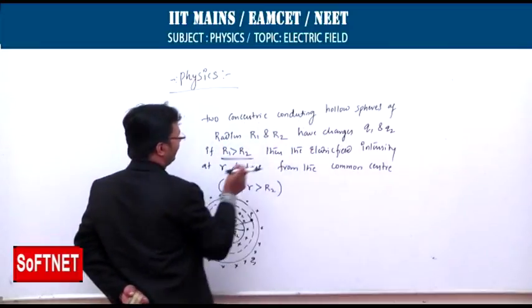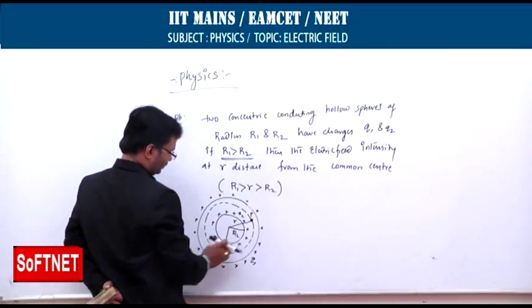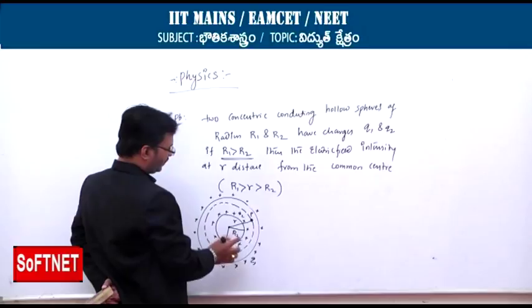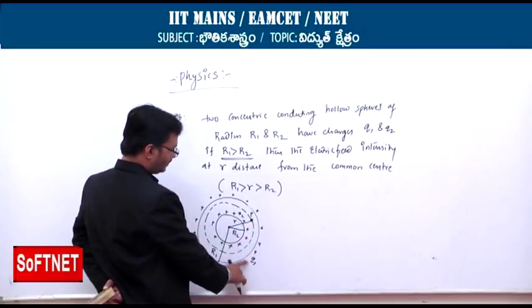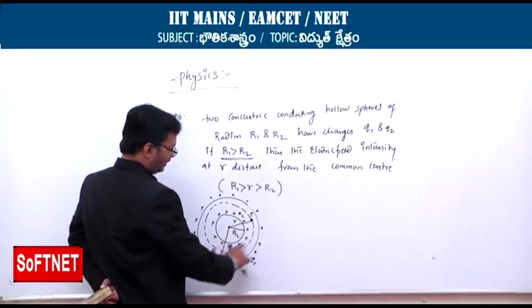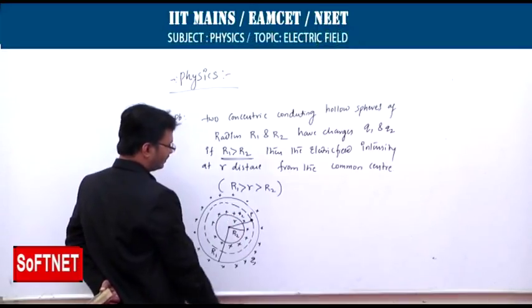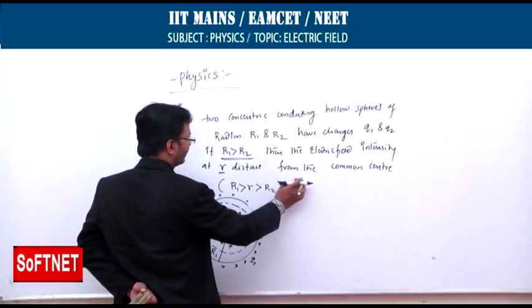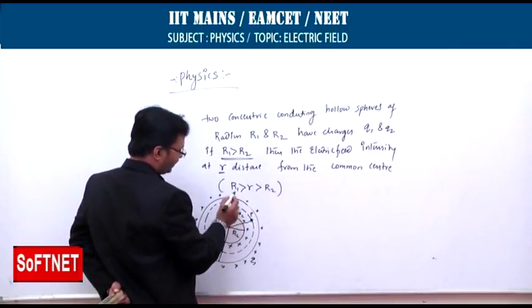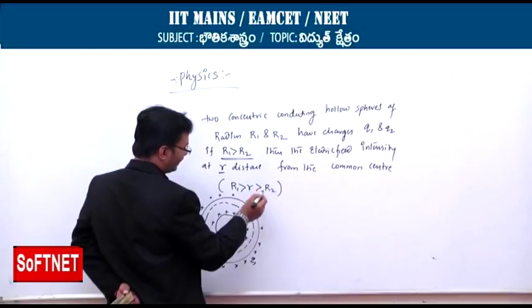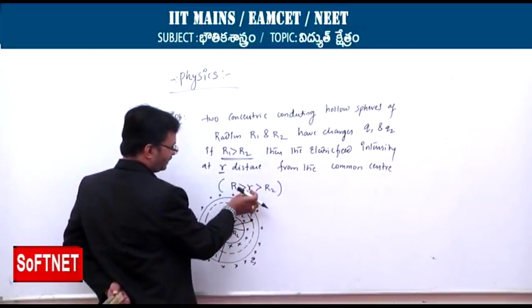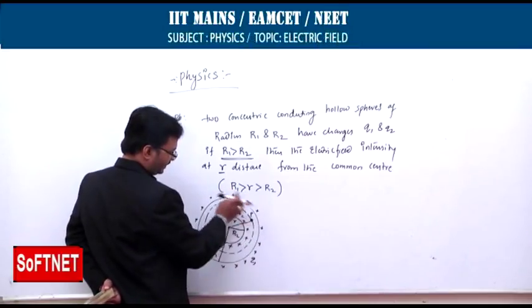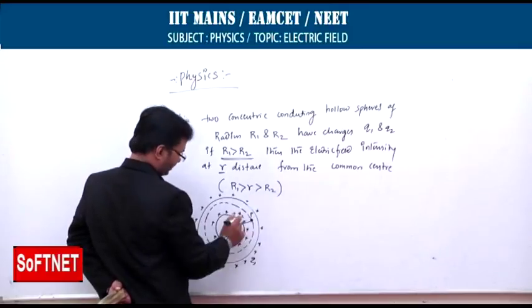Two concentric conducting hollow spheres of radii R1 and R2. This is the common center. Concentric means common center. Having charges Q1 and Q2. The outer sphere has radius R1 and charge Q1, the inner sphere has radius R2 and charge Q2. Then find the electric field intensity at a smaller distance r from the common center at this point. The condition is given: R1 greater than r greater than R2. So r exists between R1 and R2. Clear? So inside of R1, outside of R2.